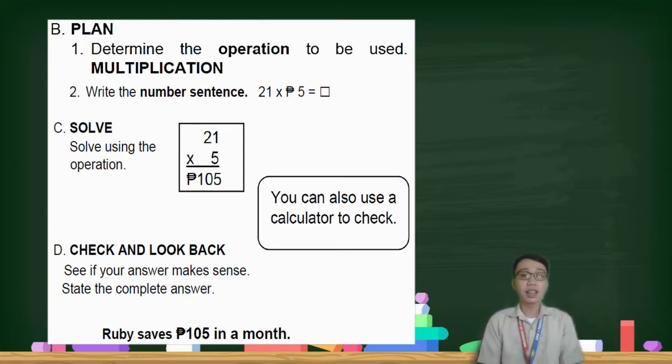You can also use a calculator to check. Pwede natin i-check ang ating sagot using the calculator. And letter D, check and look back. See if your answer makes sense. State the complete answer. So the complete answer is Ruby saves 105 pesos in a month.